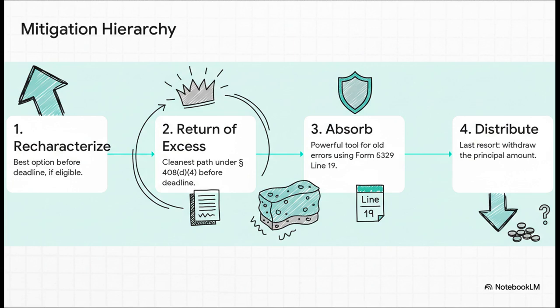So, when you're faced with this problem, you need to think in terms of a hierarchy. What's your best move? Well, number 1, if you're still within the deadline and you're eligible, recharacterizing to a traditional IRA is always the cleanest, best fix. Period. If you can't do that, then a timely return of the excess is your next best bet. Now, what if you just discovered an error from years ago? That's when absorption, using line 19, becomes your superhero. And way, way down at the bottom of the list, your absolute last resort is just doing a simple distribution of the principal. You really want to work your way down this list in order.